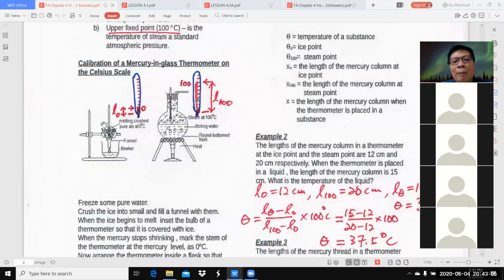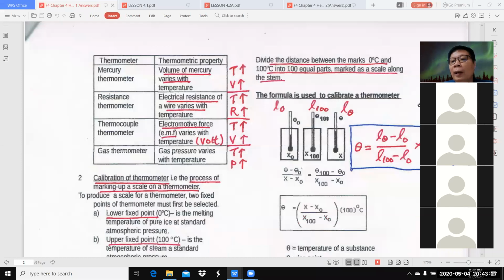Another one is when you put the thermometer inside the steam. The mercury will go up very high. And this L100 is the length of mercury when the temperature is 100. It's very important, you know. You must know L0, you must know L100 because we're going to use a formula to calculate. Okay, we look at one example here.